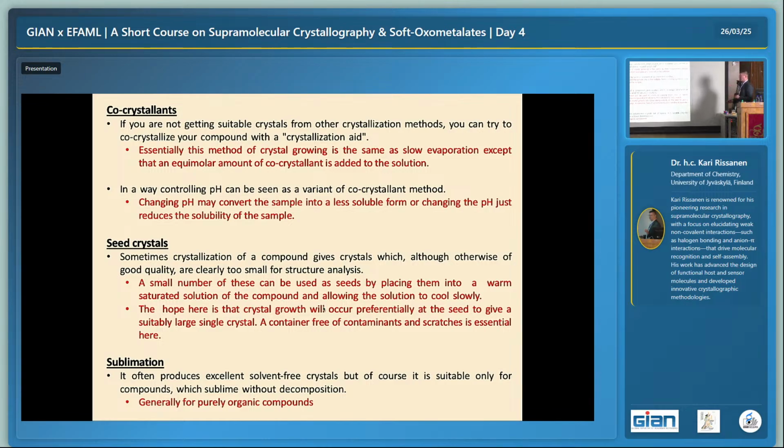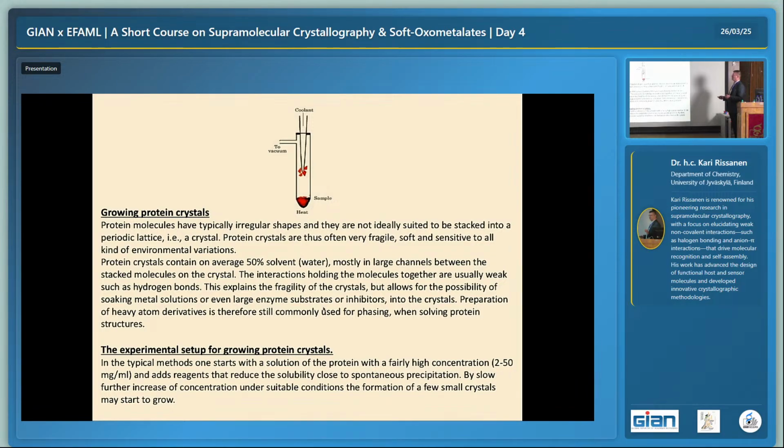And then a couple of very unique systems, such as sublimation. It doesn't normally work for anything other than purely organic compounds. The idea is that you need a tool again. So your compound is here, you draw a vacuum so the whole system is under vacuum, then you start heating it up.